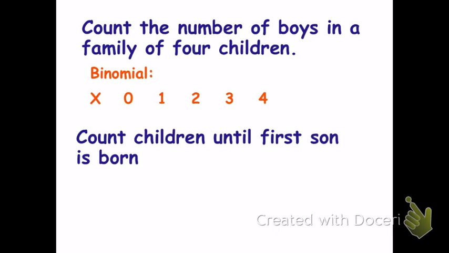And then the second one, count children until first son is born. What kind would that be? Geometric. Good.